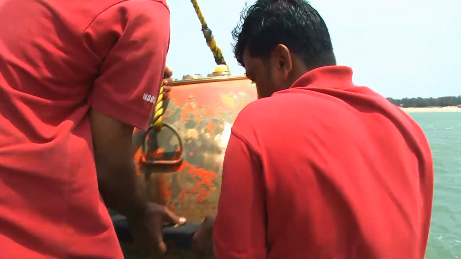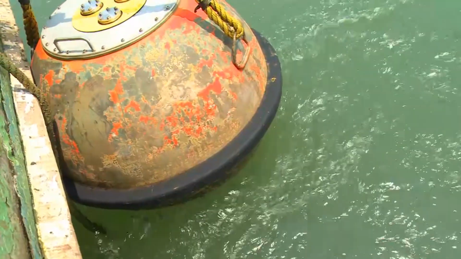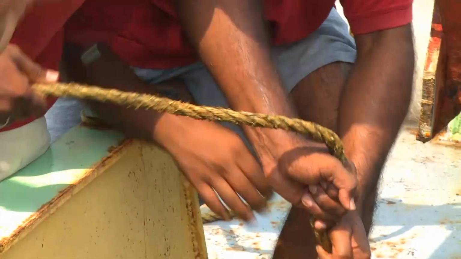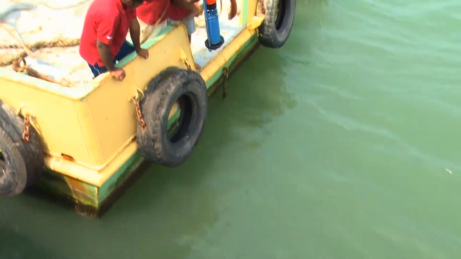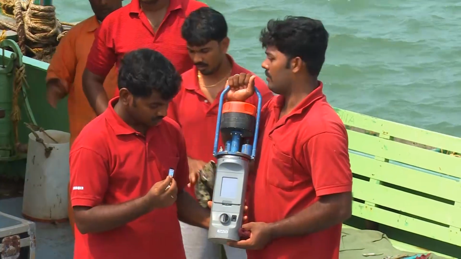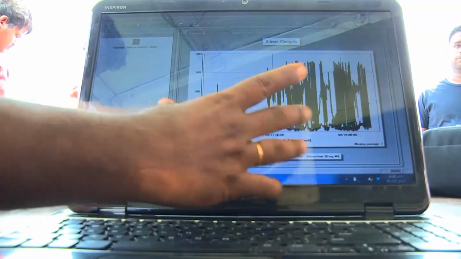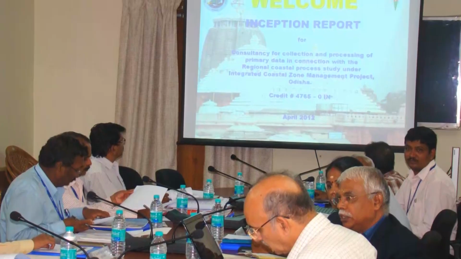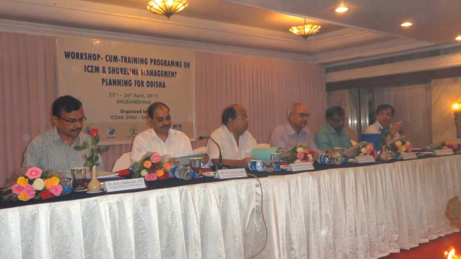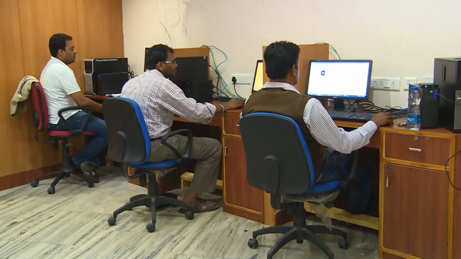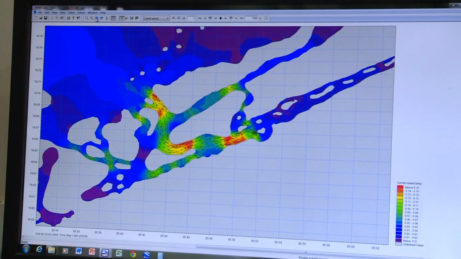The consultant deployed the oceanographic instruments such as wave rider buoy, tide gauge and current meter and commissioned the field measurements with effect from 1st May 2012 based on sediment cells and subcells delineated by the NCSCM Chennai. An eminent panel of national experts was constituted for the interim review and guidance on the Regional Coastal Process Study. For the first time in India, such extensive time series data collection covering the entire coastal stretch of Odisha was conducted.